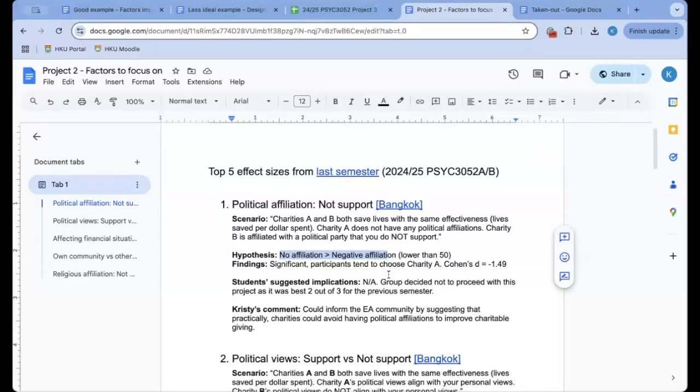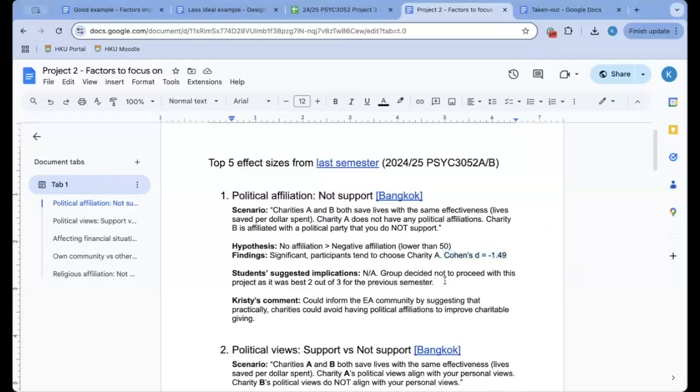Participants tended to choose Charity A, and the Cohen's z was quite large at negative 1.49. And the students did not actually provide a suggested implication because last semester it was best 2 out of 3 projects, and they decided not to proceed with this project.